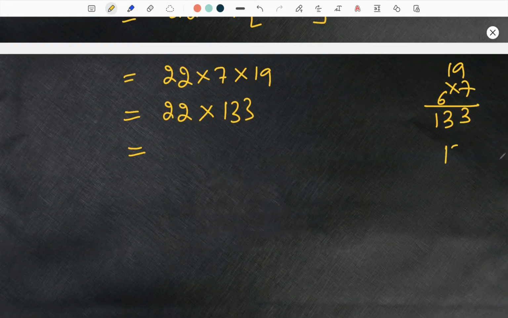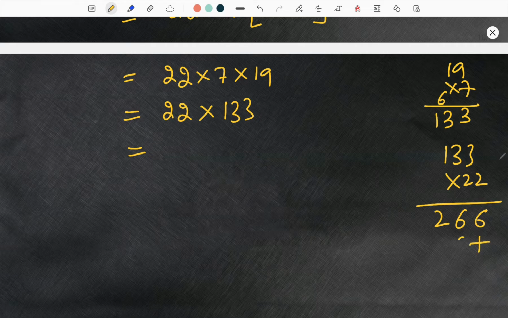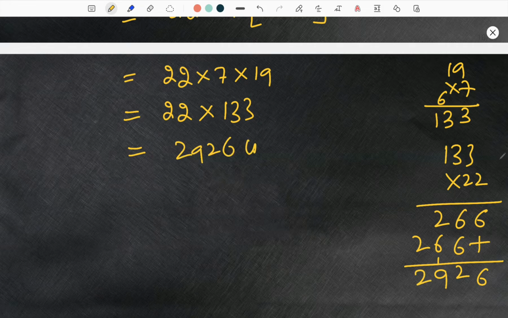Alright, fine then. So 133 into 22 means it becomes 2 3s are 6, 2 3s are 6, 2 1s are 2. Then same thing, 6 6 2. Then you add this, it becomes 6. Then 6 plus 6 is 12. Then 6 2 8, 8 plus 1 is 9. Then again 2, so it becomes 2926 centimeter cube.